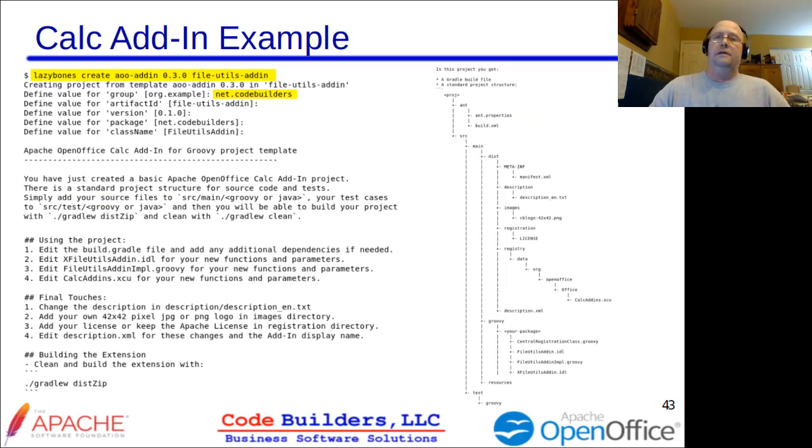Here's the command line that would be used for creating this. It's lazybones create aoo-addin, a version 0.3.0, and the name given was FileUtils-addin. Then it will prompt you for package name, things like that. Lazybones will go ahead and pull a template down from Bintray and output the README file on the command line, and also display the project structure so you can see where all the files are, and some instructions on what you might want to update. But it is a buildable working extension right out of the gate.